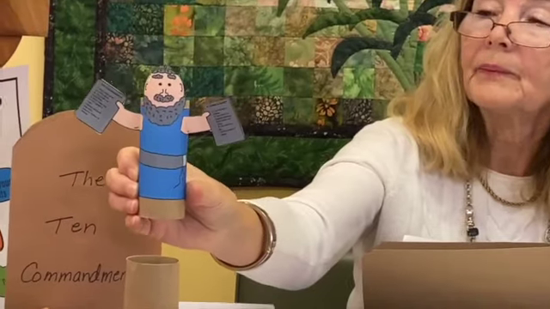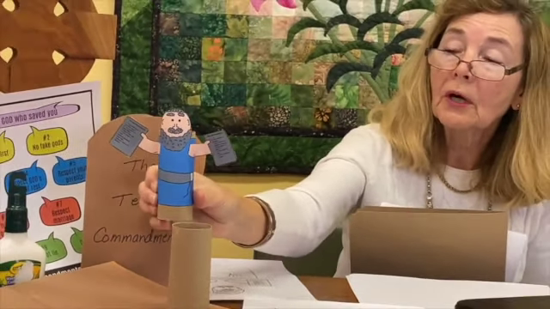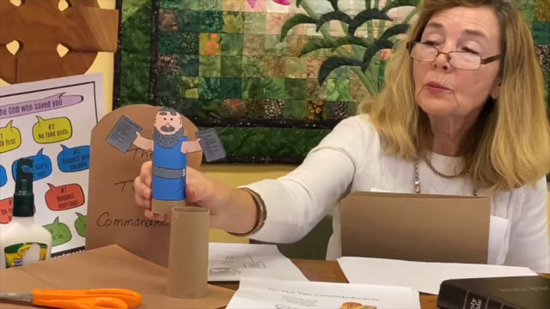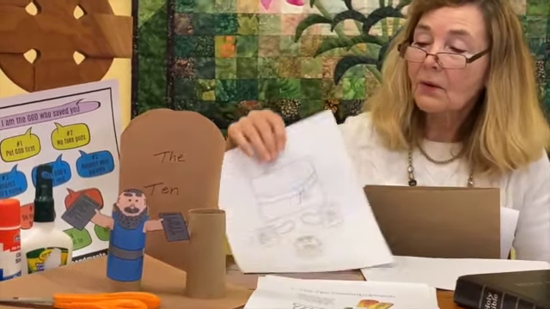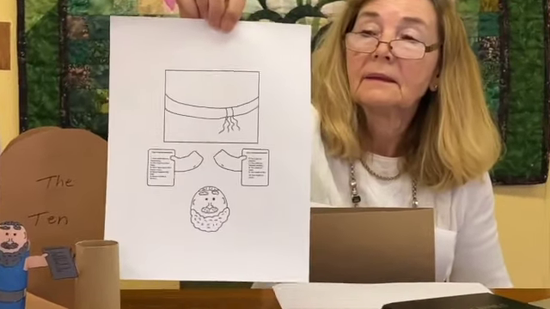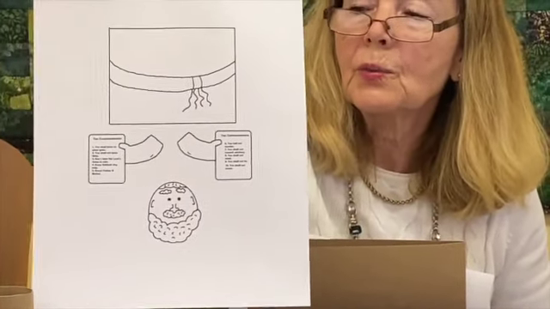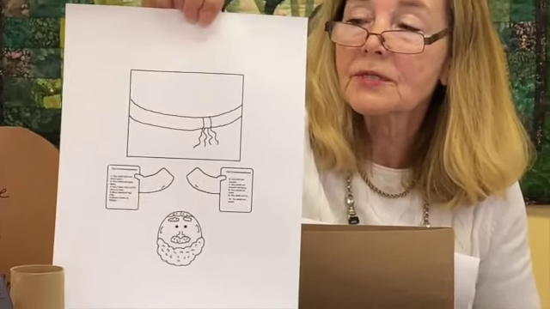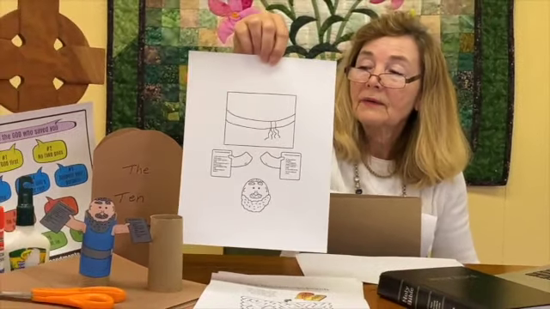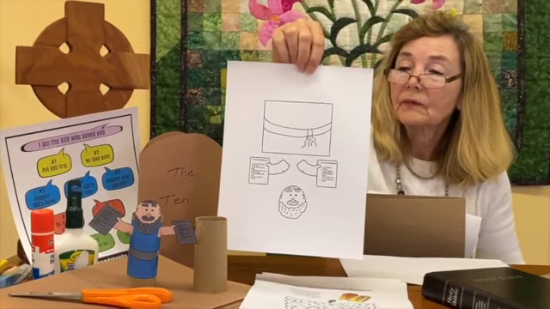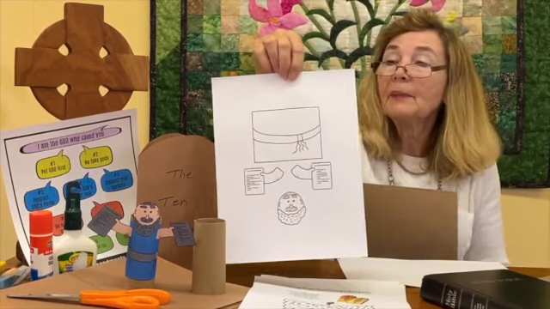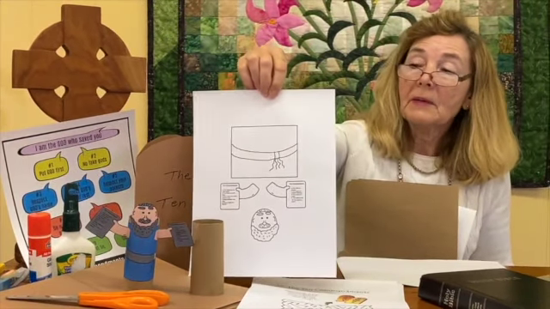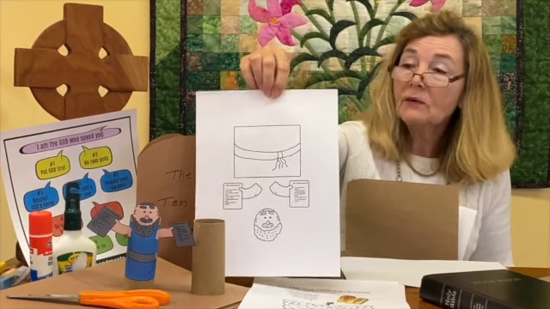So you can see that you will need a toilet paper roll. You will also need the template. So here's the template. And you will need scissors, glue, things to color with. So first thing you want to do after you print the template is to color the pieces and cut them out.